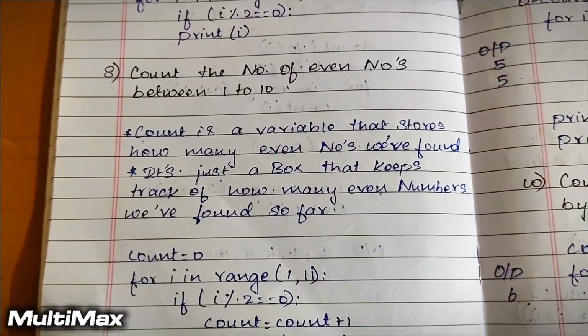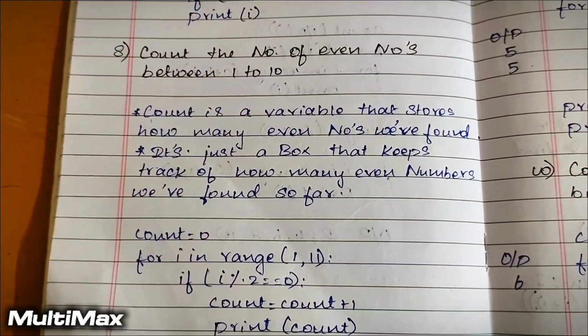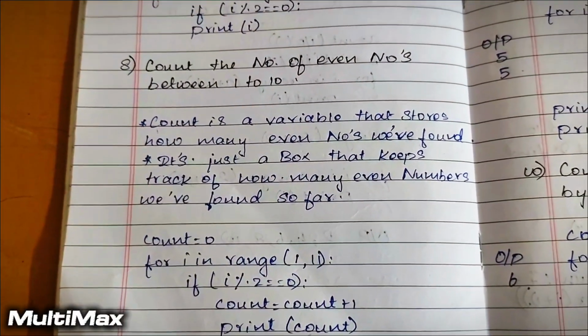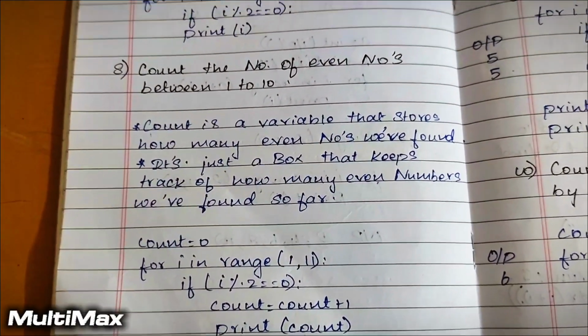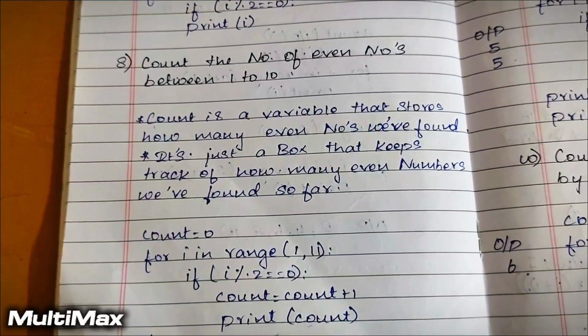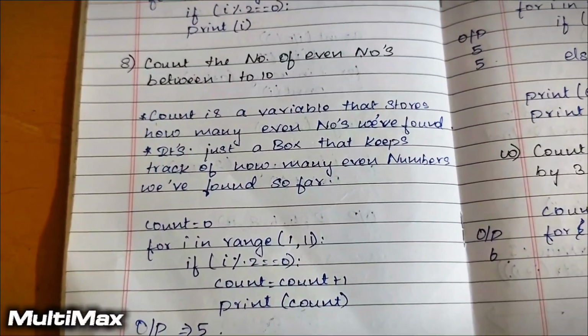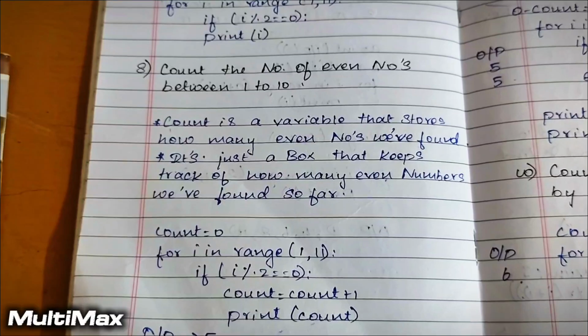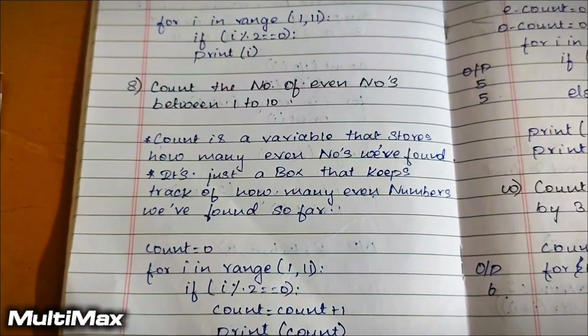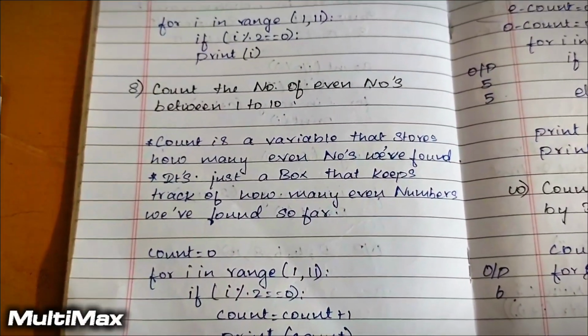Count is a variable that shows how many even numbers were found. It's just a box that keeps track of how many even numbers were found so far.